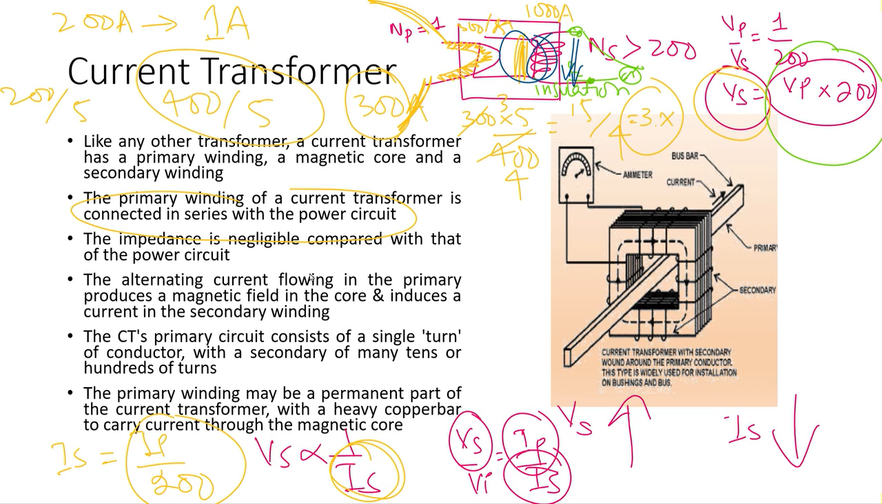If we look at the impedance, it is negligible on the input side because we are having only one very solid wire. The alternating current that flows in the primary, let's say this is our primary, flows in it and creates a magnetic field which causes flux in this core. And if we have flux in this core and some coil around this core, we will get our output voltage. So its primary consists of a single turn and the secondary has many tens or hundreds of turns.